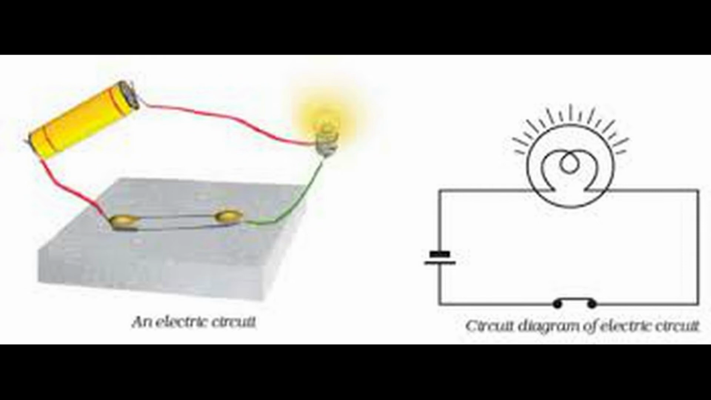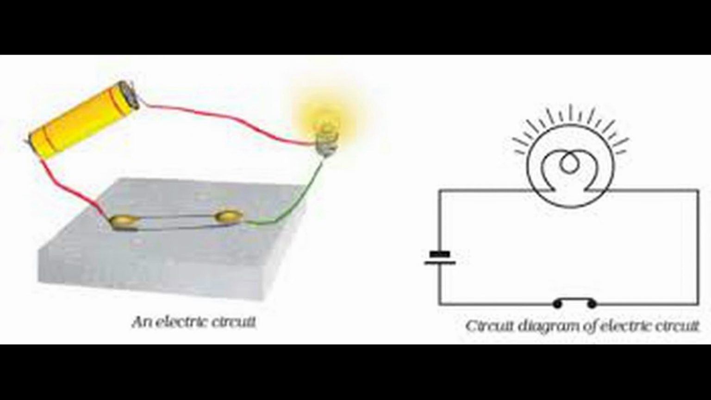For the bulb you can see one symbol. Then for the battery, one dark line and one big, light line, not that dark. Below you can see the connection circuit. Like this you can draw an electric circuit.